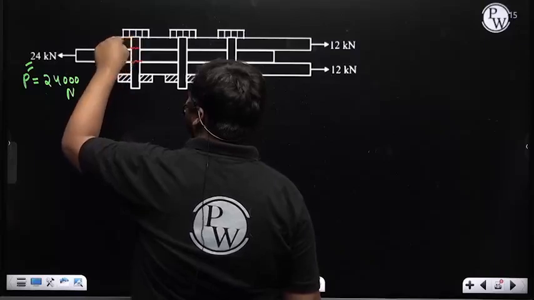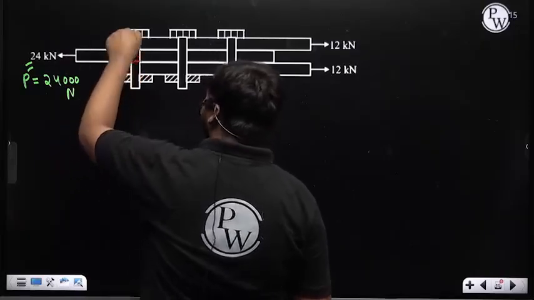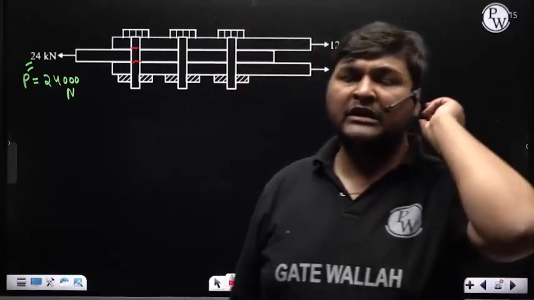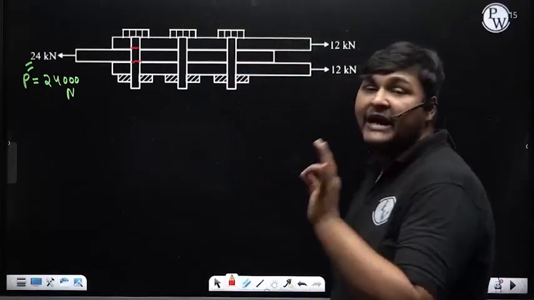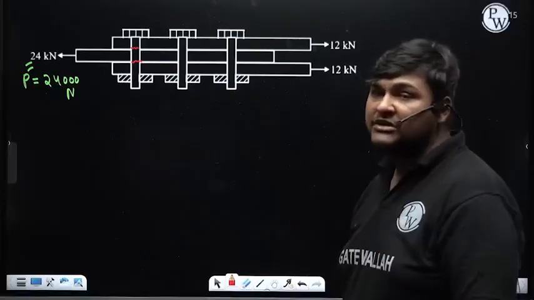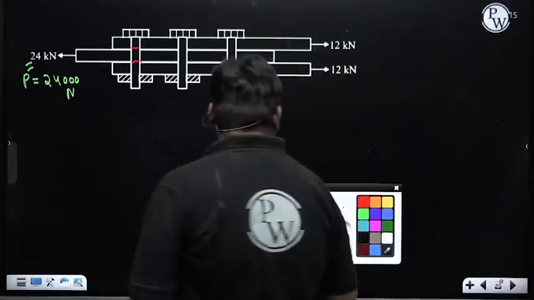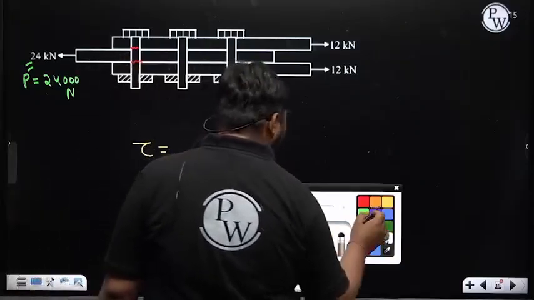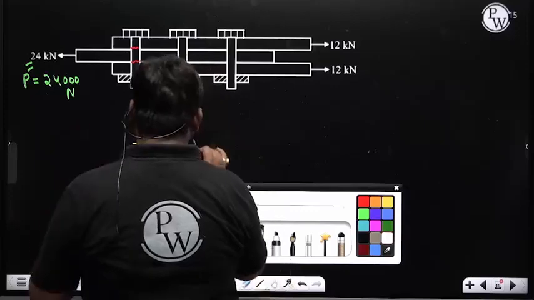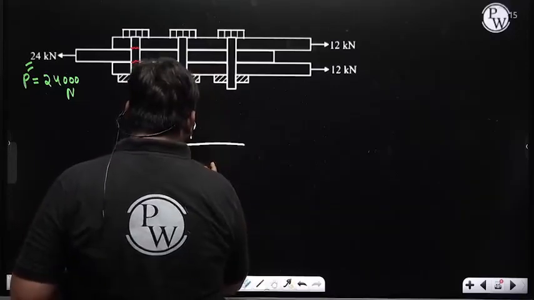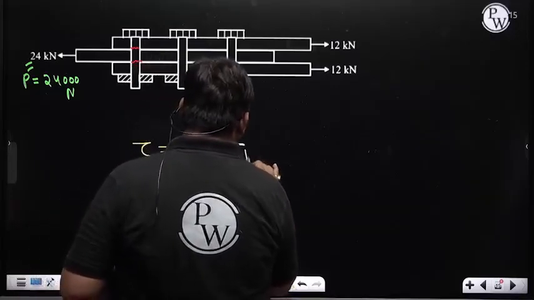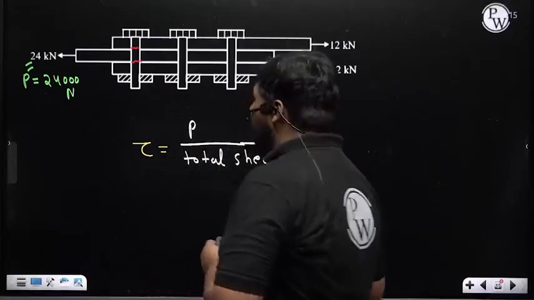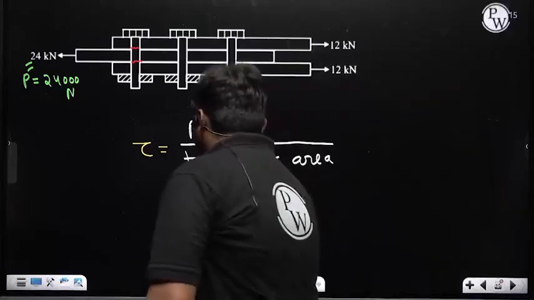And the plane in which this load P is trying to break the bolt is parallel to this load P. Since this plane is parallel to load P, due to this load P, direct shear stress, or primary shear stress, will be induced in this plane. Now how can we calculate that direct or primary shear stress? The direct or primary shear stress in the bolt due to this force P will be total force P divided by the total shear area of the bolt. Total force P we already know, 24,000 Newton.